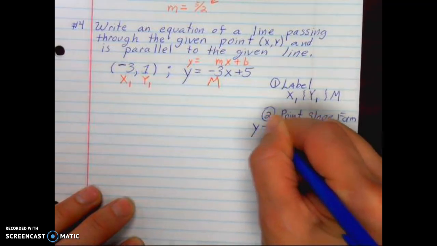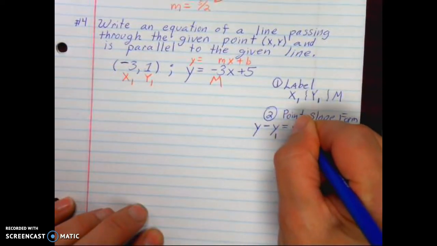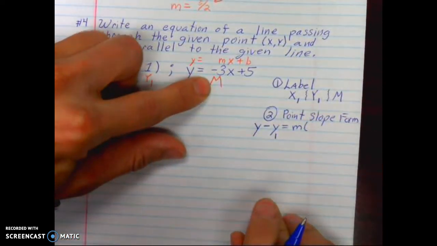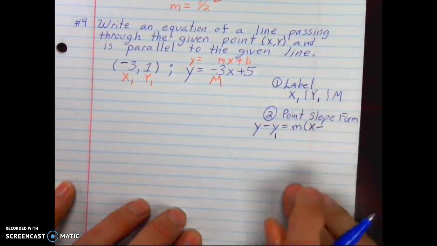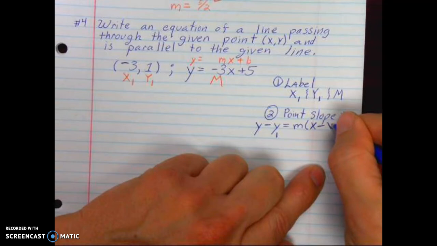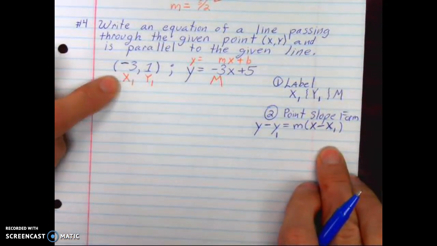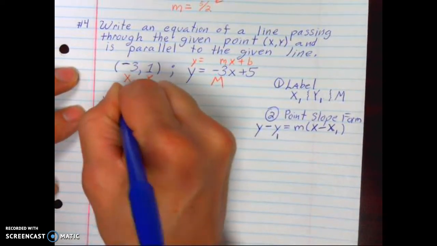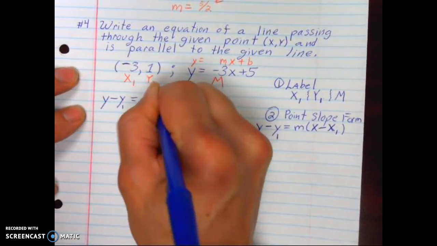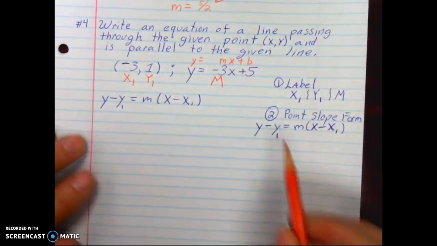y minus y1. Do I have a y1 somewhere? Oh, I do. Equals, do I have a slope? Yes, I do. It's that negative 3. Then I got this x minus, and then it says x1. Do I have an x1? Yes, I do. It's right there. So I'm going to write this again over here. So y minus y1 equals m times x minus x1. And this is why we labeled.